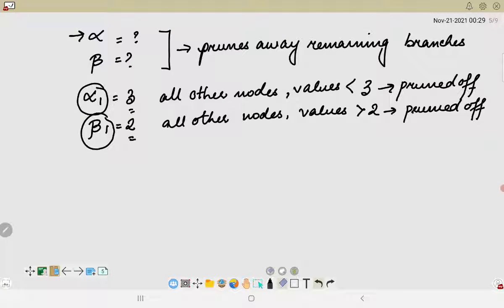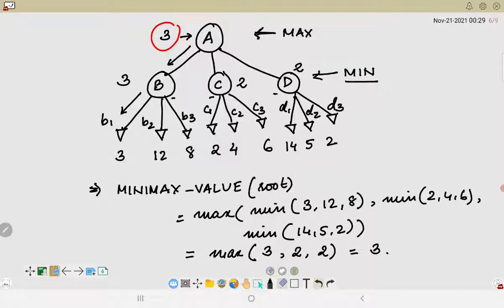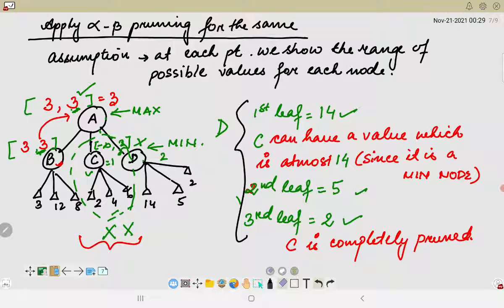So this is one of the very useful techniques when it comes to game playing, because we do not actually need to go for an entire exhaustive search of the game tree. We simply have to prune off whichever branch does not have influence on the final decision.